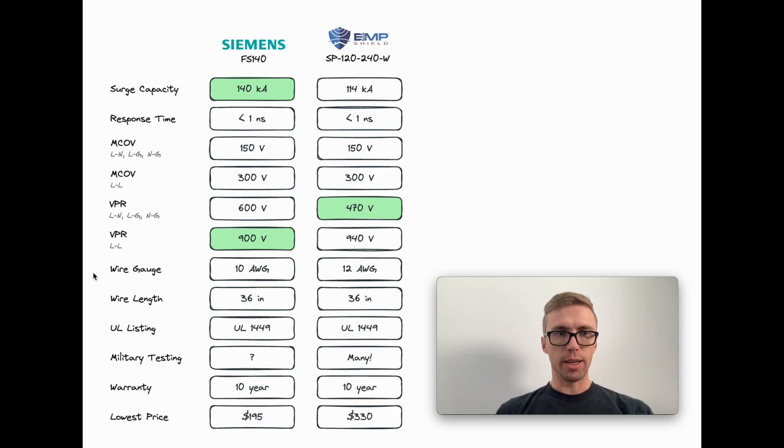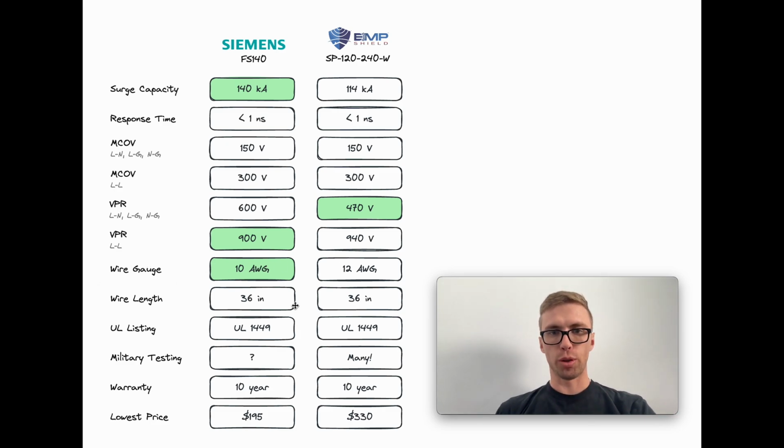Moving on to wire gauge. So we got 10 gauge on the FS140 and 12 on the EMP Shield. The thicker gauge is a lower number. So 10 gauge is thicker wire, which is better. It has a larger current carrying capacity, 10 versus 12. So the FS140 gets a win there.